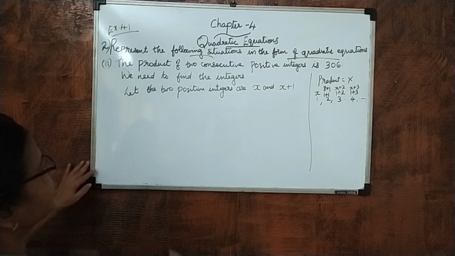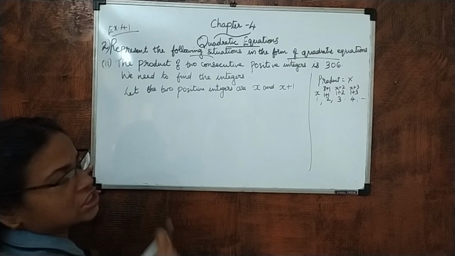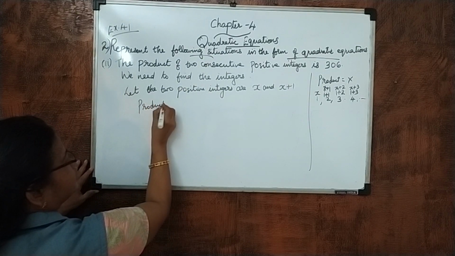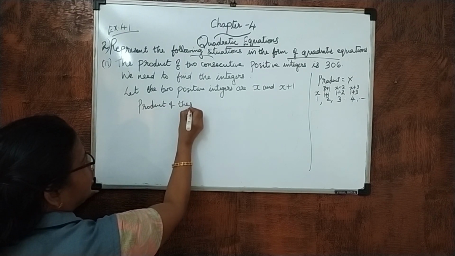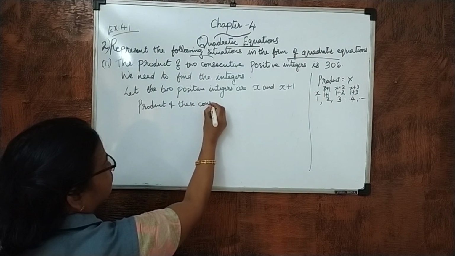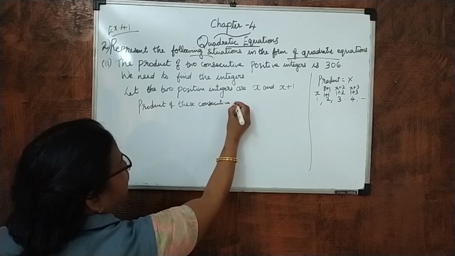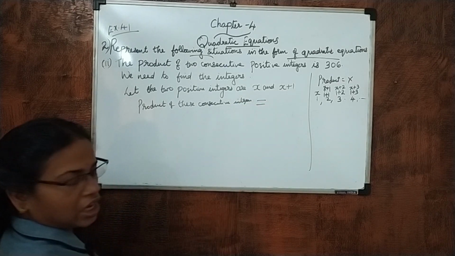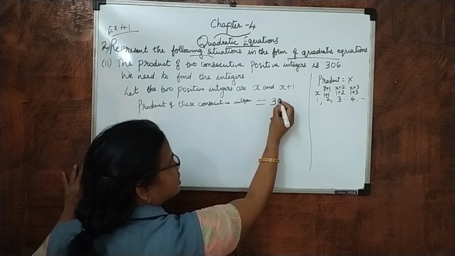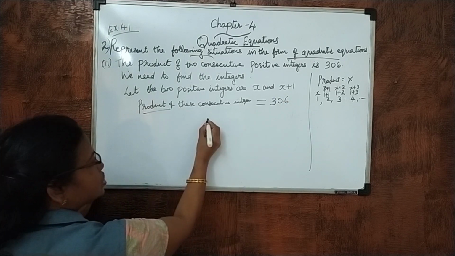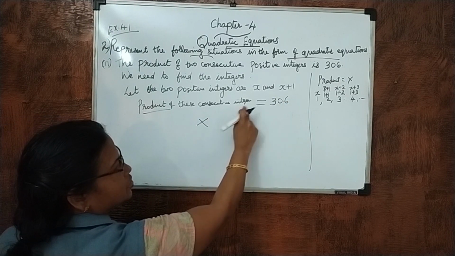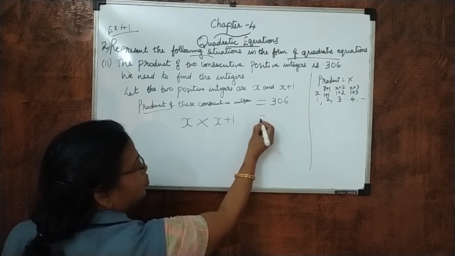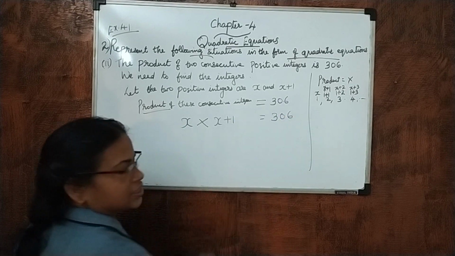Right. After that, next step: the product of two consecutive positive integers. So the product of these consecutive integers is, means equal, 306. Product means multiplication. Which are the consecutive integers? x into x plus 1 should be equal to 306.